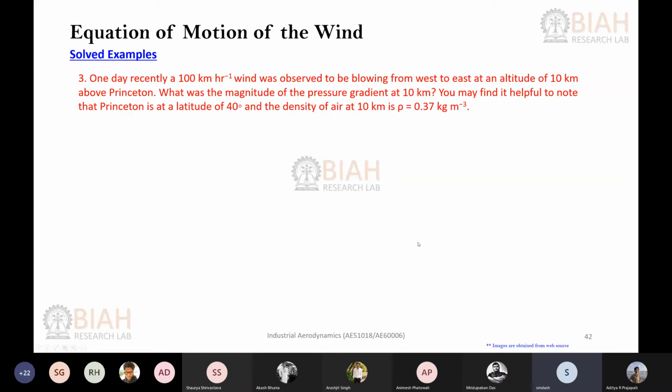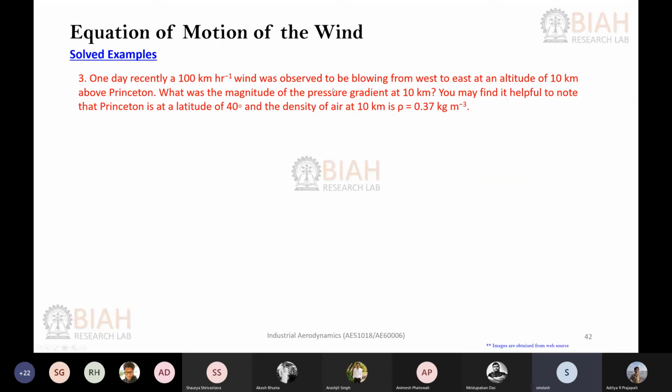So this is the last one. Can you try it out? One day, a 100 kilometers per hour wind was observed blowing from west to east at an altitude of 10 kilometers above Princeton. I have taken this since the latitude of Princeton is 40 degrees. What was the magnitude of the pressure gradient at 10 kilometers height? You may find it helpful to note that Princeton is at a latitude of 40 degrees and the density of the air at 10 kilometers is this much.